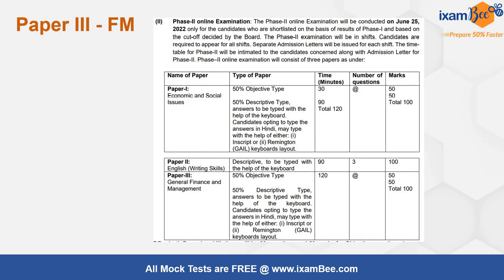To first talk about the FM paper, the finance and management paper. This is a part of phase 2 of the RBI Grade B exam, and this is the third paper in phase 2, the first being ESI, which is your economics and social issues, the second being descriptive English, which tests your writing skills, and the third being the general finance and management paper.